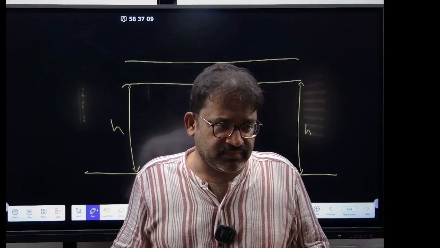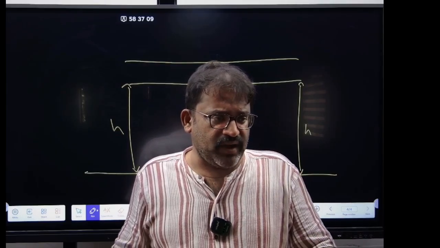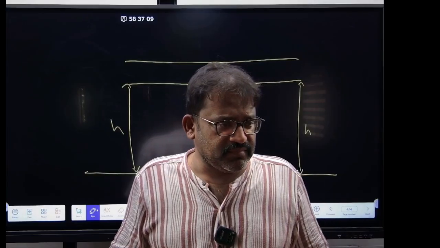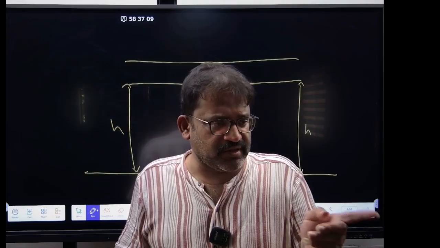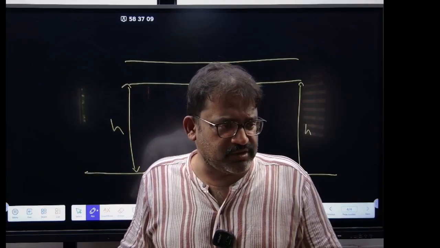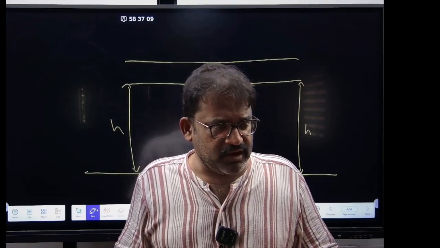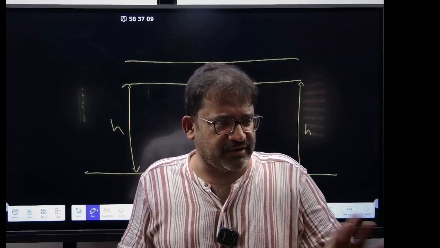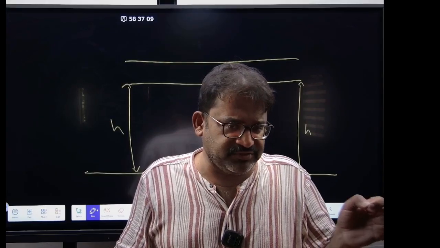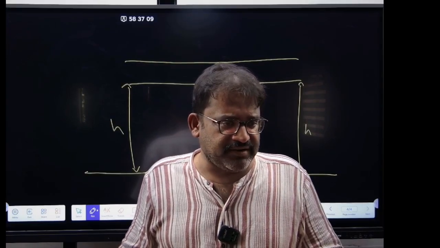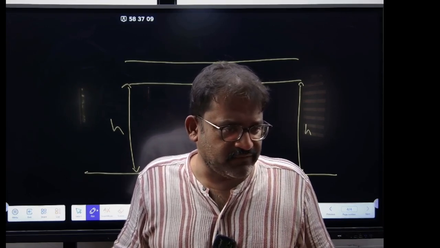500. Correct? 500 into, inside the bracket, 1 square minus 2 square. What is 1 square? 1. Minus 2 square is minus 4. So 1 minus 4 is minus 3. So minus 3 into 500 gives me minus 1500. Therefore, we get the final answer as 2000 minus 1500, 500 Pascal. So the right option is 4.